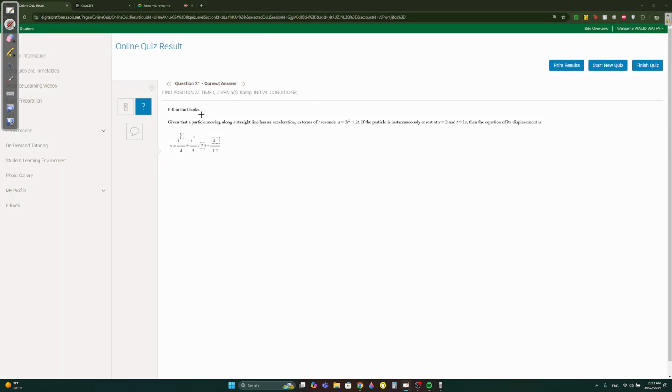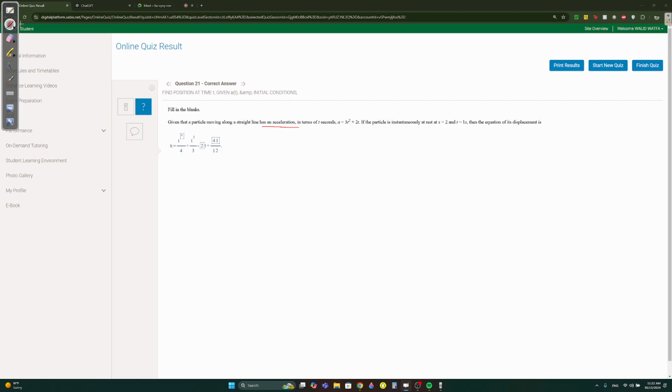Question 21. Given that a particle moving in a straight line has acceleration, it's at rest at x equals 2, t equals whatever. I think they meant t equal to here. I don't know what they meant here, but let's just solve.